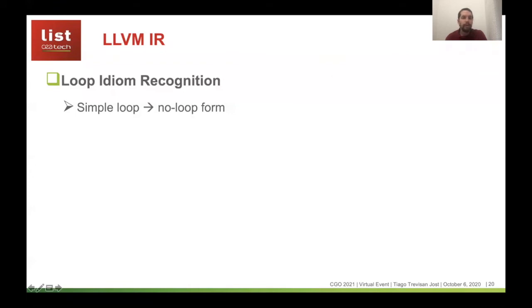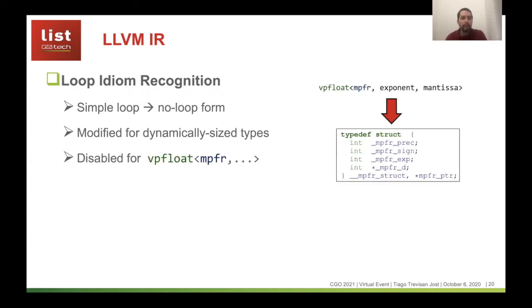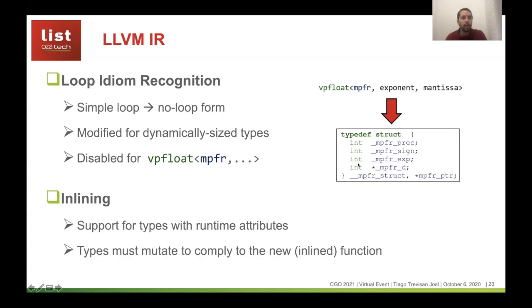Additionally, we try to evaluate which transformation passes need to be updated or cannot run for specific types. One of them is the loop idiom recognition, which essentially transforms a simple loop into a non-loop form. In this case, we modified it for the dynamically sized types, and we disable it for the VP-float MPFR due to having this pointer over here in the MPFR structure. We also updated inline to support dynamically sized types, or types with runtime attributes. In this case, we mutate the type to comply with the new inline function.